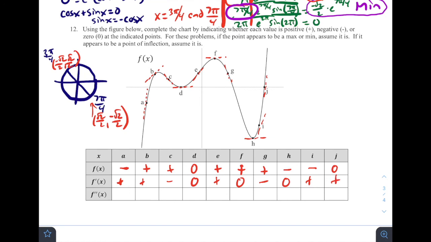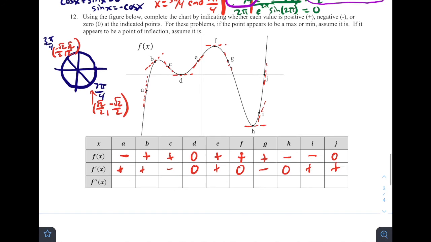So that is what I'm looking at for f prime, because we know that f prime is the slope of the tangent line. So you can either imagine the tangent lines, or you could draw your own little tangent lines on these. Cool. That is the first derivative.